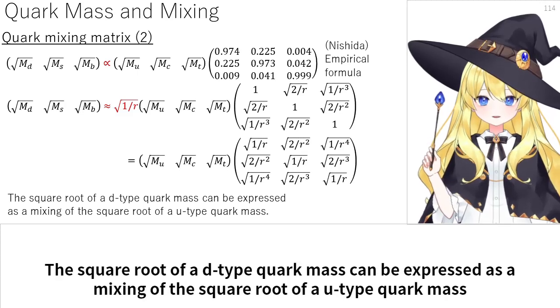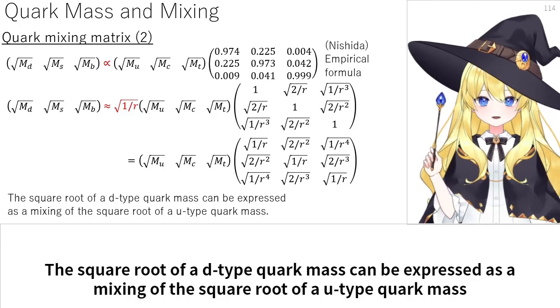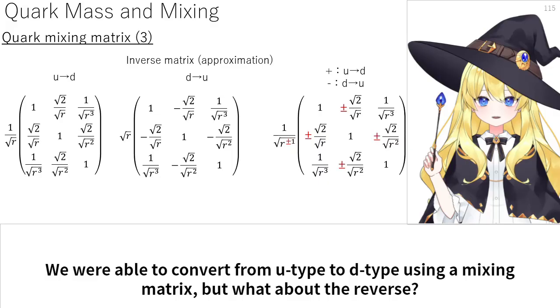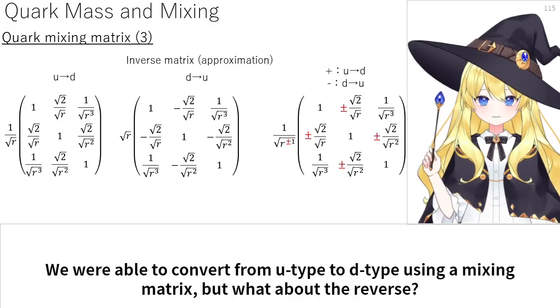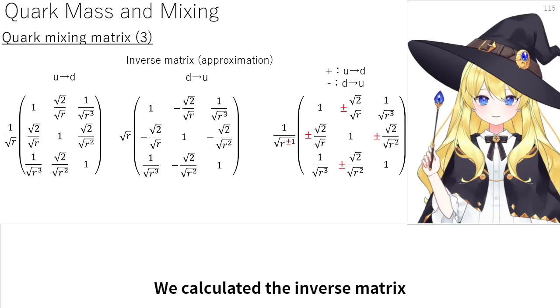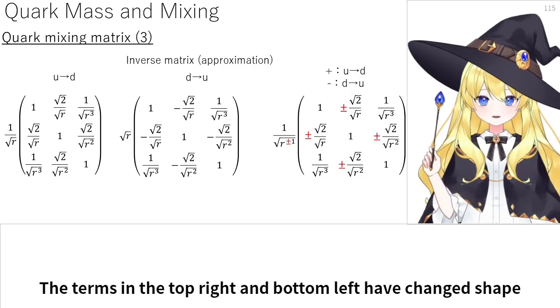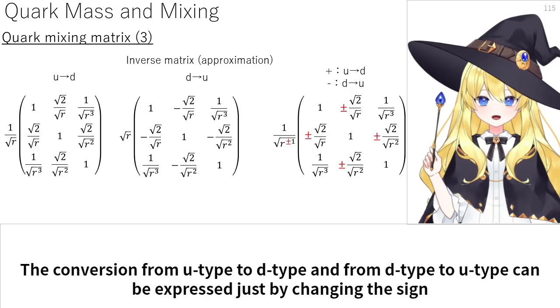The square root of a D-type quark mass can be expressed as a mixing of the square root of a U-type quark mass. We were able to convert from U-type to D-type using a mixing matrix, but what about the reverse? We calculated the inverse matrix. The terms in the top right and bottom left have changed shape. The conversion from U-type to D-type and from D-type to U-type can be expressed just by changing the sign.